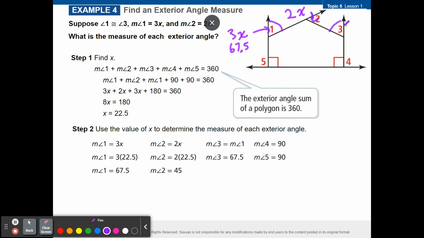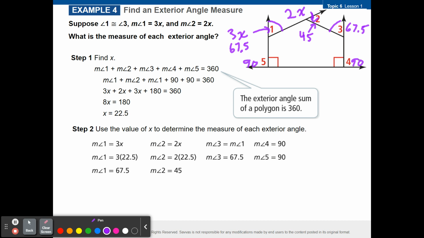Now, in this case, angle 3 is also going to be 67.5. The measure of angle 2 is going to be 2 times 22.5, which gives us 45. So this guy right here is 45 degrees. And 4 and 5, we already know those are 90 each. So there's all our angles.